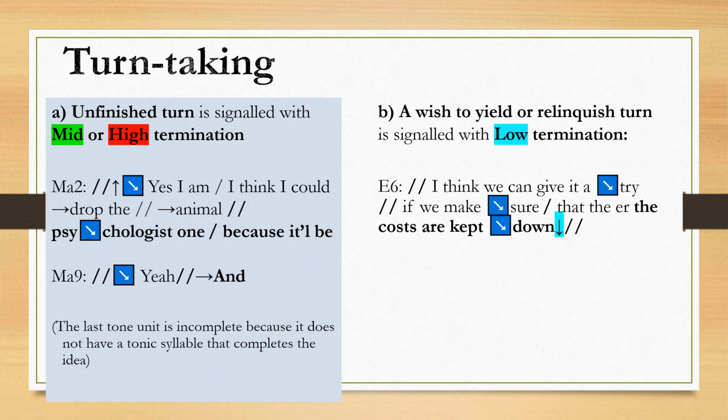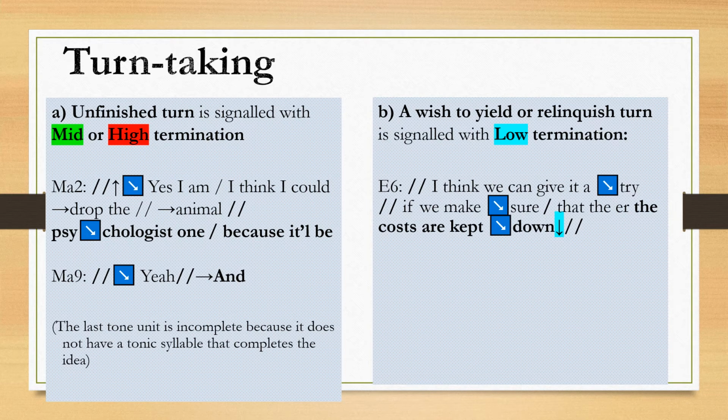I think I could drop the animal psychologist one because it'll be there. It's incomplete there, and so that allows the other speaker to interrupt. Then in the following case, also the yeah and this and is said in a sort of mid termination, and the person actually doesn't finish that tone unit, and the topics and information that are related to this.